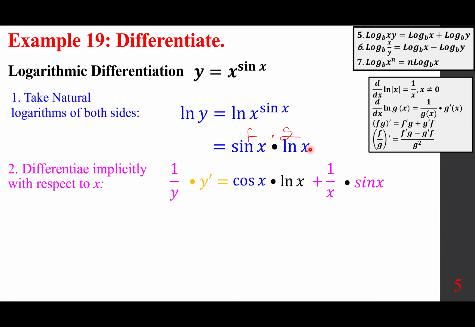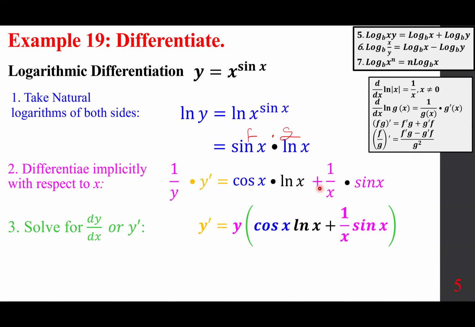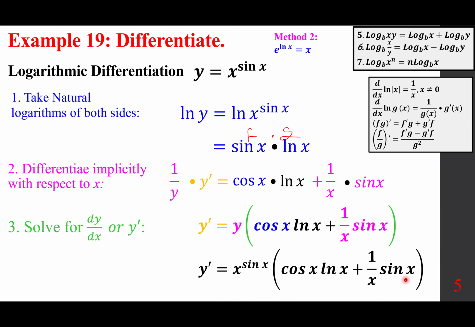So we're going to put this over there. That means we're going to multiply both sides by y, because we are going to solve for dy/dx, for y prime. So put y to the other side, and finally replace the y with x to the power of sine x: y prime equals x to the power of sine x times (cosine x ln x plus 1 over x sine x), and you're done.